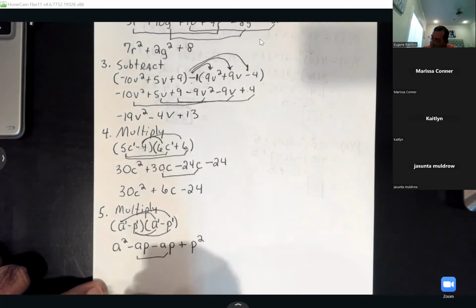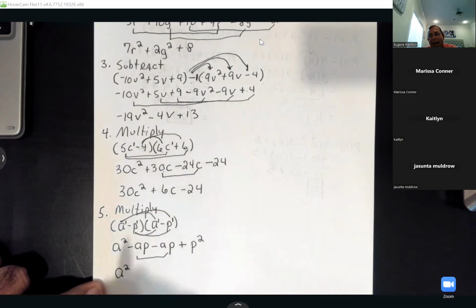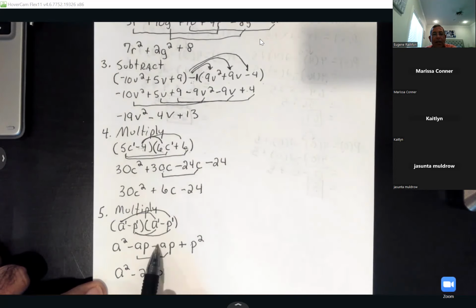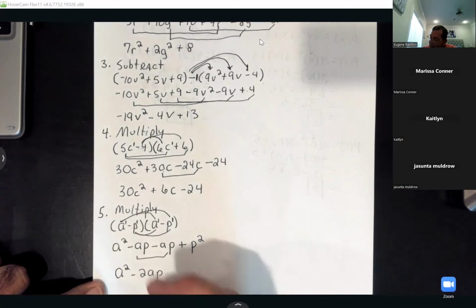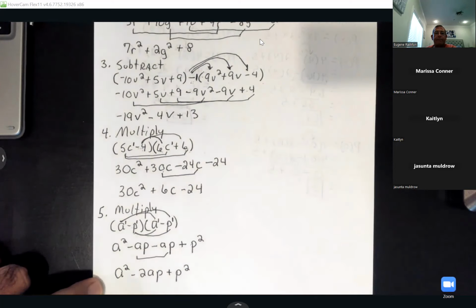So bring down your A squared. Remember, that's a negative 1 AP. Since it don't have a number in front, you got to treat it like a 1. So negative 1 plus this negative 1 gives you a negative 2 AP. Notice I did not change the way they looked. And then at the end is a positive P squared.